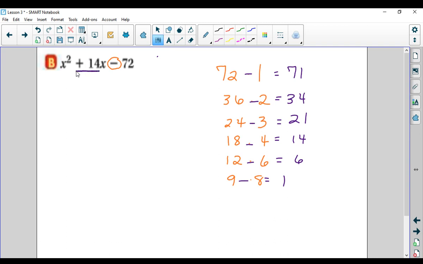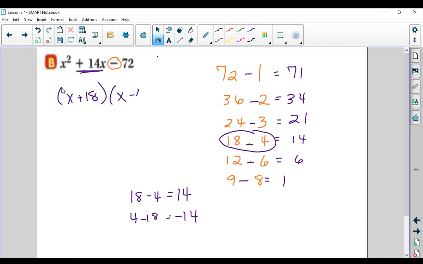So I'm looking for what gives me 14. And 18 minus 4, or the difference between 18 and 4, is 14. So we want a positive 14. So 18 minus 4 is a positive 14. If we do 4 minus 18, that gives me a negative 14, and that's not what I'm looking for. So I'm going to use a positive 18 and a negative 4.